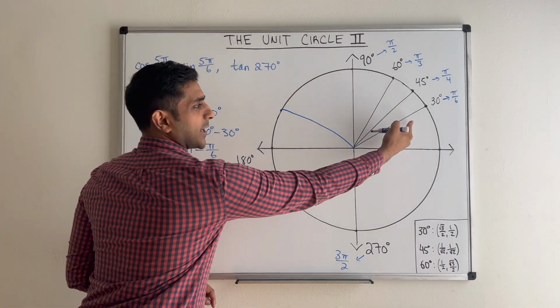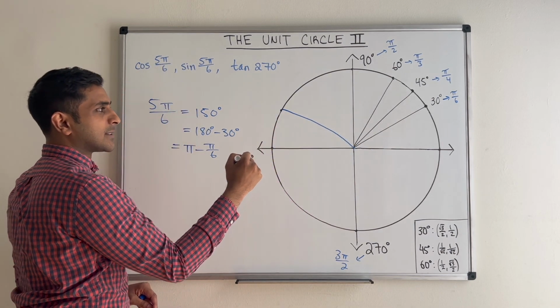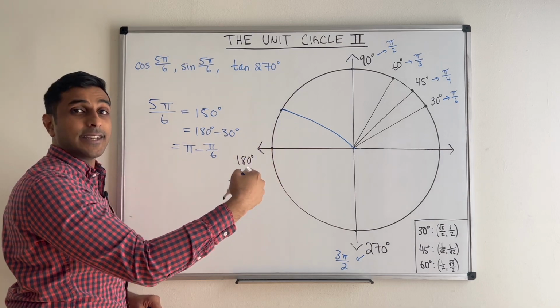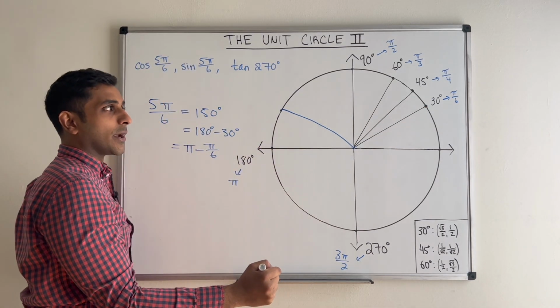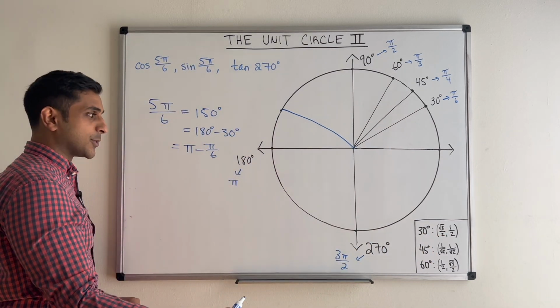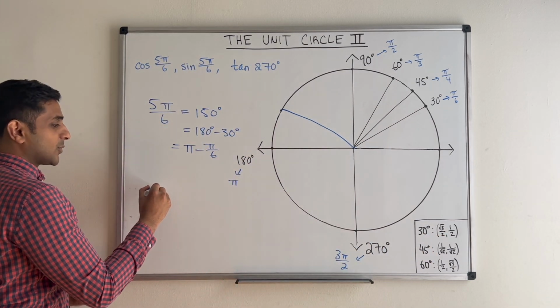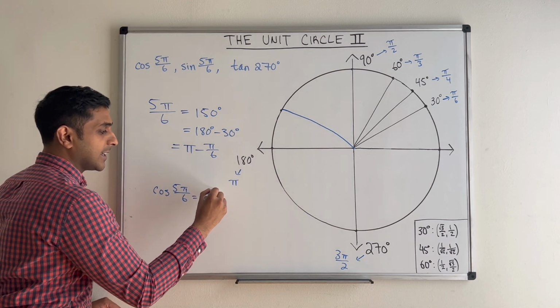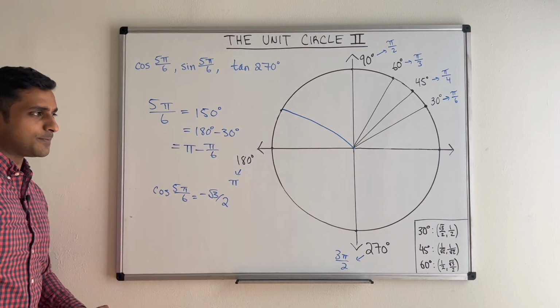So pi minus pi over 6 is another way to think about what that angle is. Now, since it's a reflection of this radius over the y-axis, that means the x-coordinate of that point is just the negative of the x-coordinate of that point, which we know is the cosine of 30 degrees, which we know is root 3 over 2. So long story short, the cosine of 5 pi over 6 is negative root 3 over 2.